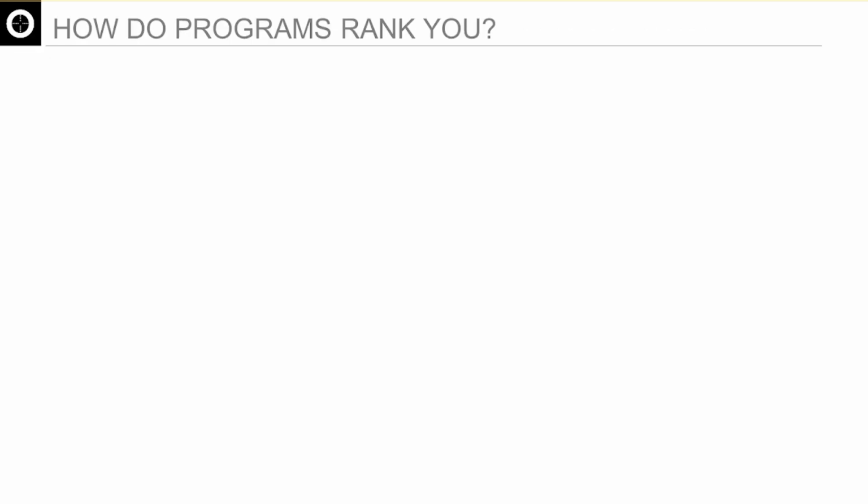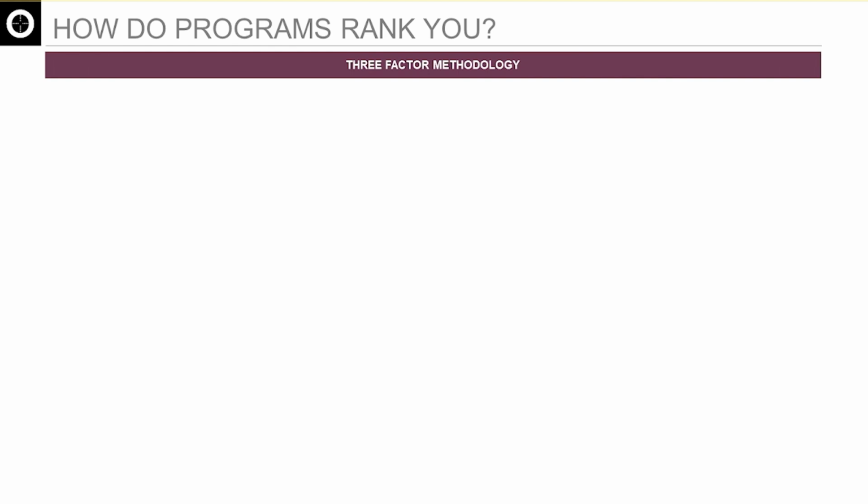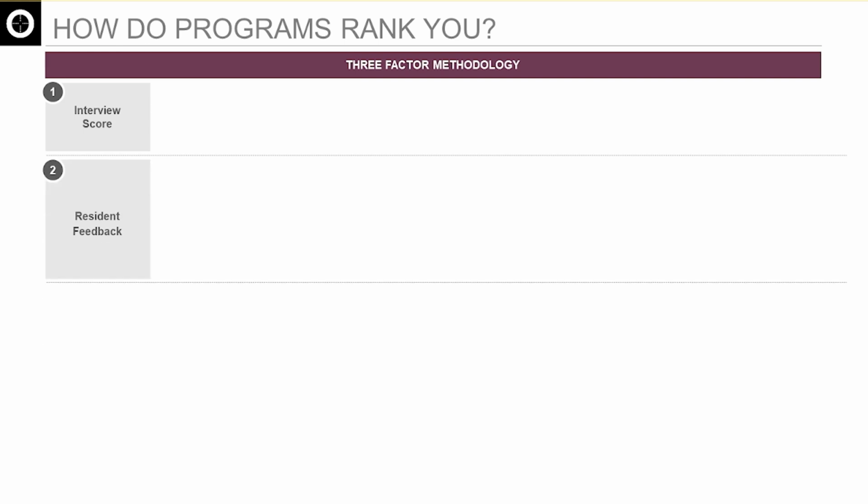Now let's discuss how exactly programs rank you. Most programs base their decision of whether to rank you or not on a 3-factor methodology consisting of factor number 1, your interview score, factor number 2, resident feedback, and factor number 3, the rank committee. So let's start with factor number 1.